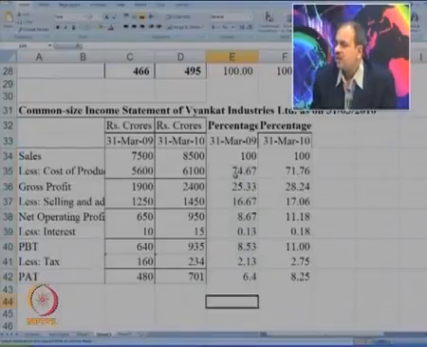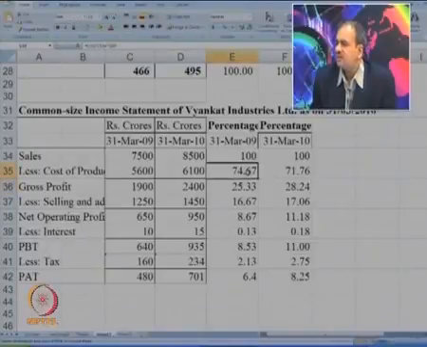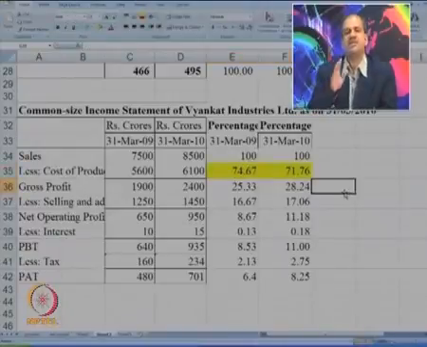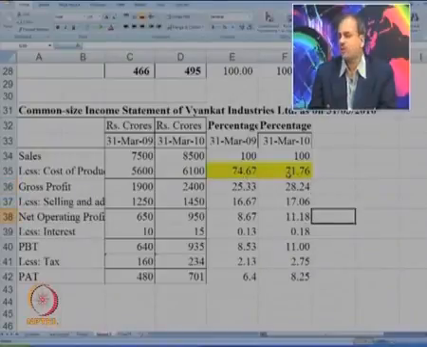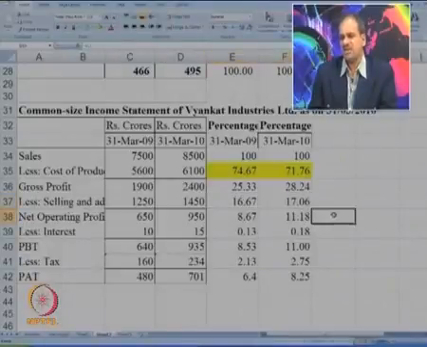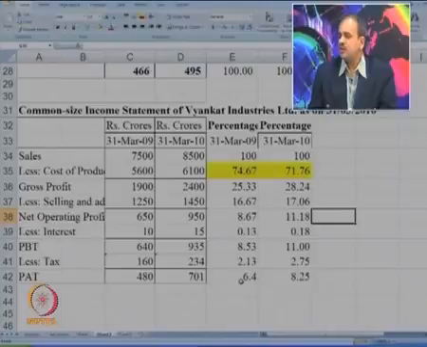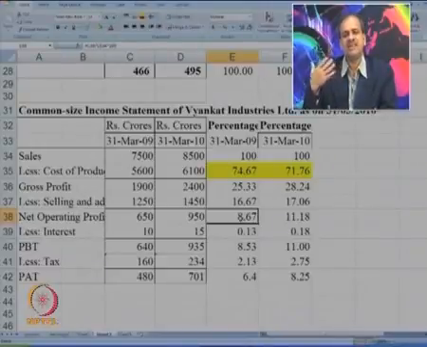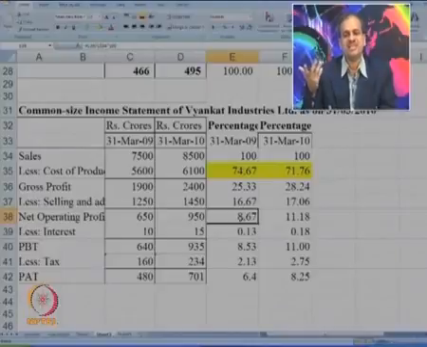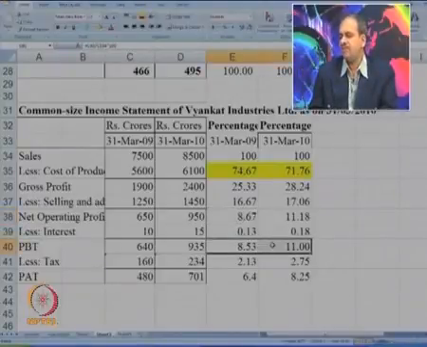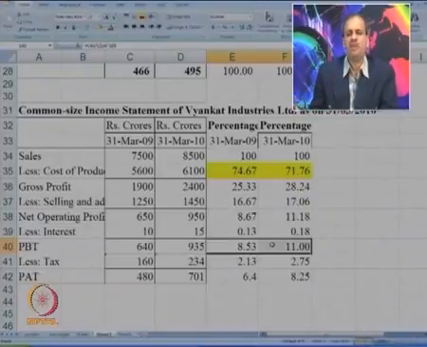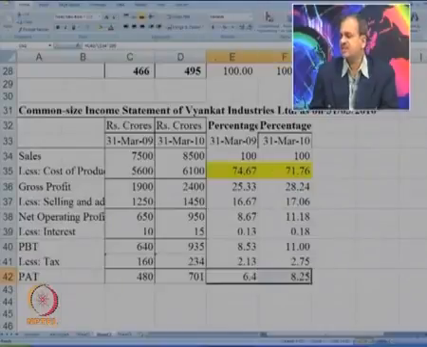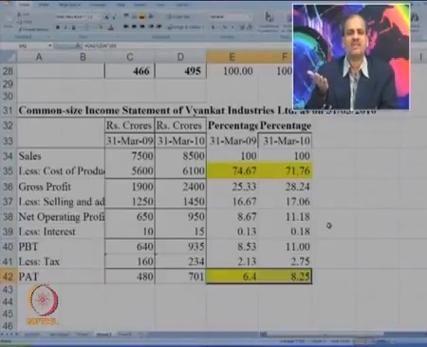So, you can see here that cost of production is your major expense. It consists of about 75% in 09. Now, it has slightly come down, still it is 72%. So, this is one of the important costs for the company. Selling costs have remained constant, around 16 to 17%. Their net operating profit is 8.67, now it has slightly increased to 11.18 percent of sales. PBT remains more or less the same, from 8 or 9% it is now 11%, and net profit after tax was 6.4%, it has slightly increased to 8.25%.